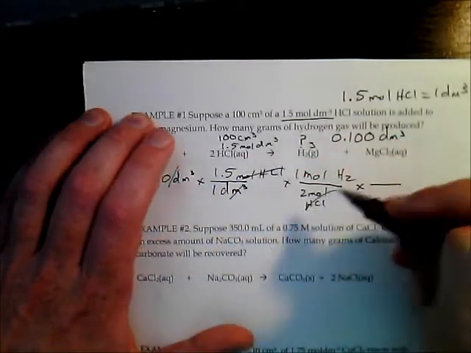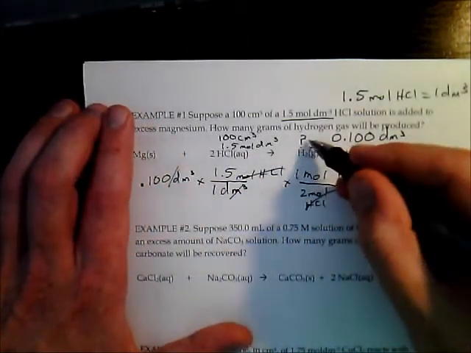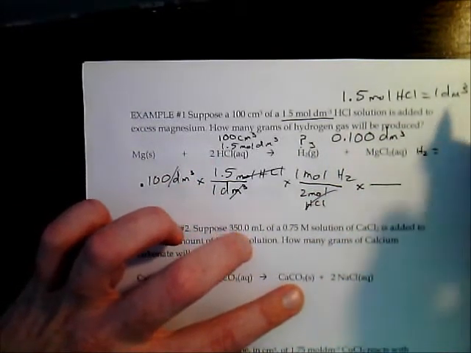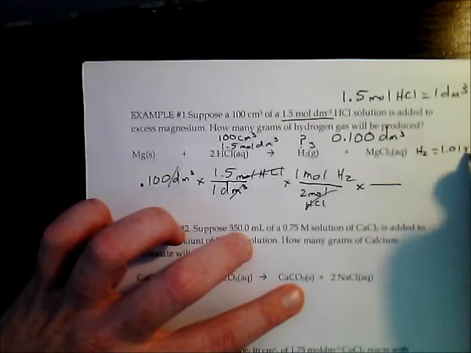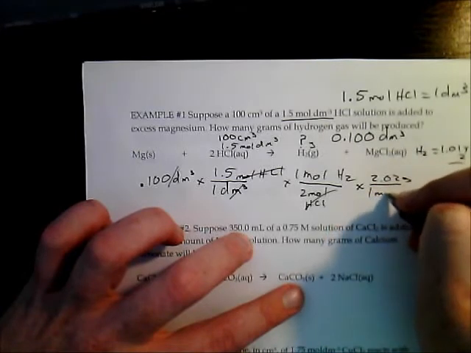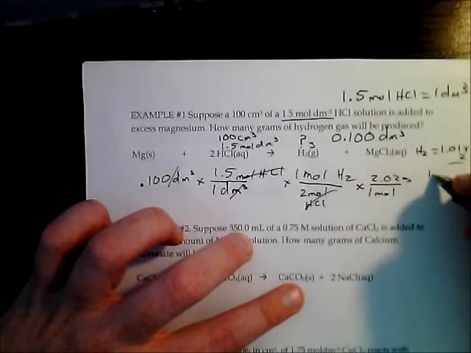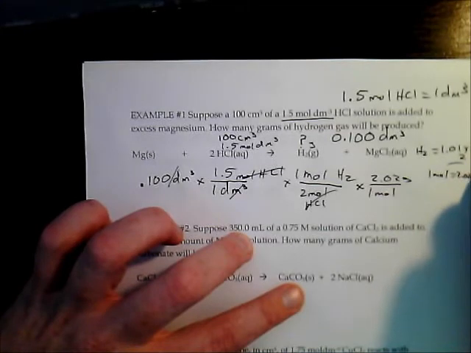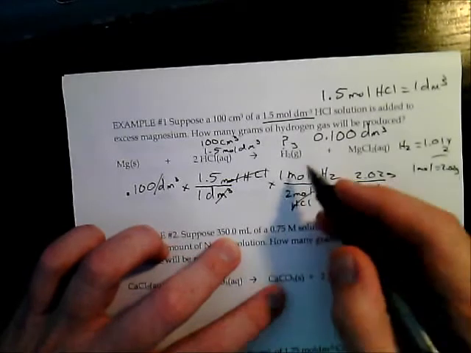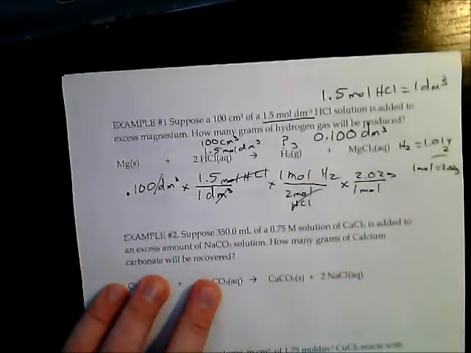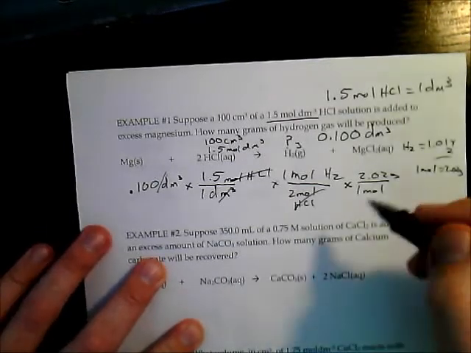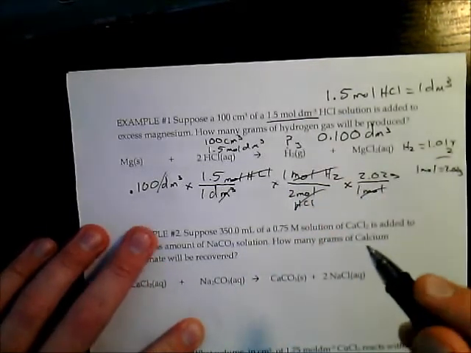So moles HCl cancels, and the question is asking us for grams. So I need to find the molar mass of hydrogen. We use our periodic table there. 1.01 times 2. Hopefully all of us are good at finding molar masses at this point. So my conversion factor is 1 mole is 2.02 grams. Since I've got moles of hydrogen on top, I'm going to put 1 mole on the bottom. I'm going to put 2.02 grams on top. Now, that's it. Moles cancel. We're left with grams. That's the appropriate unit.